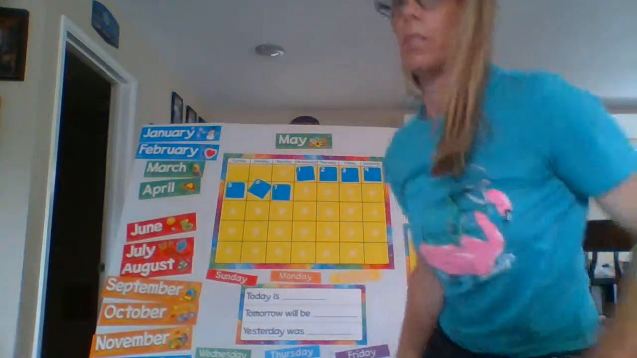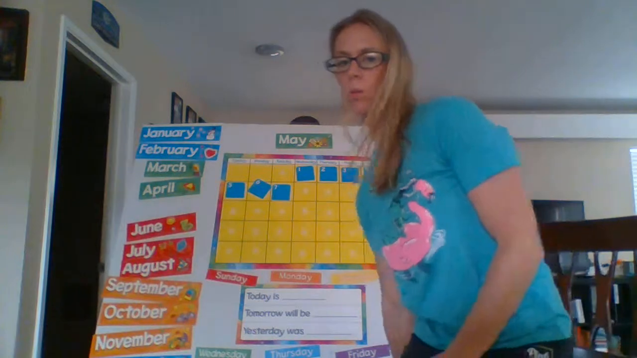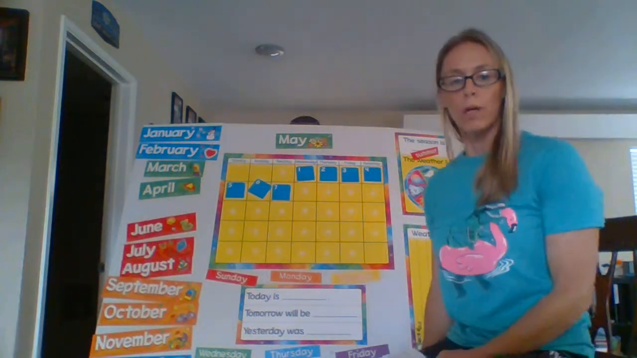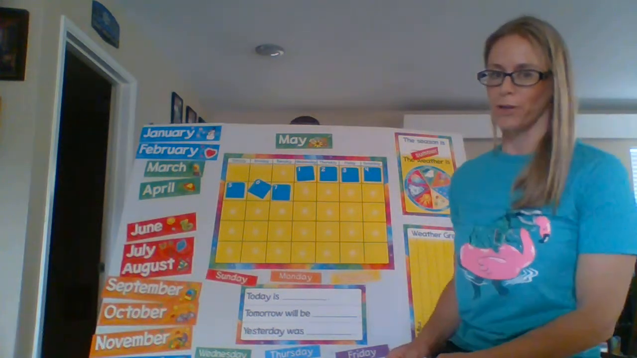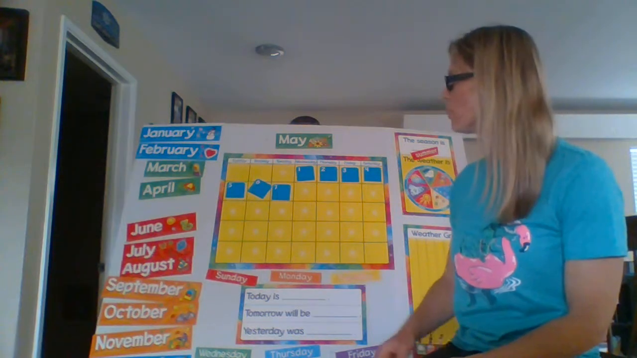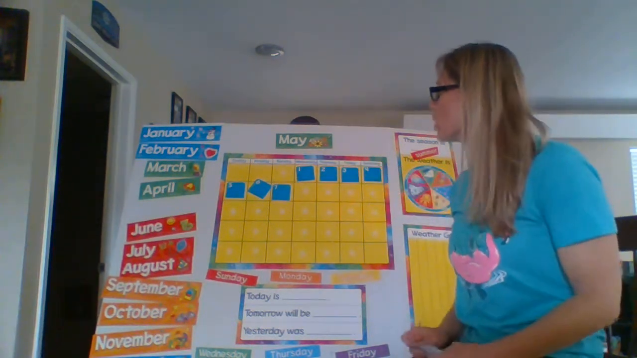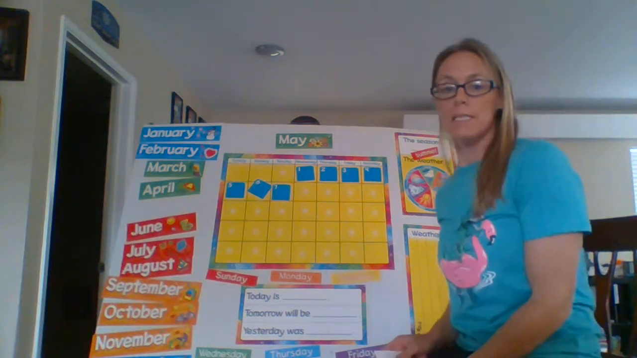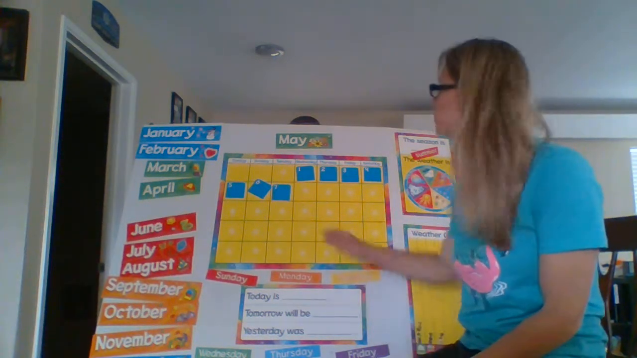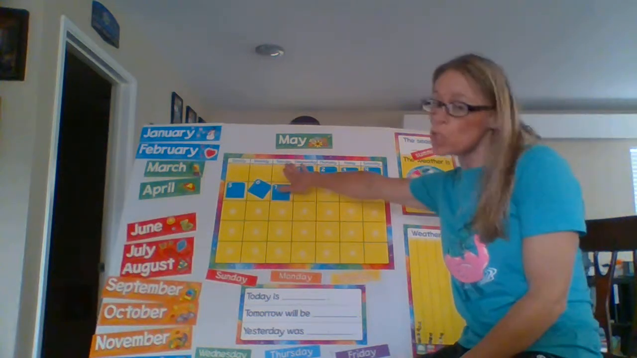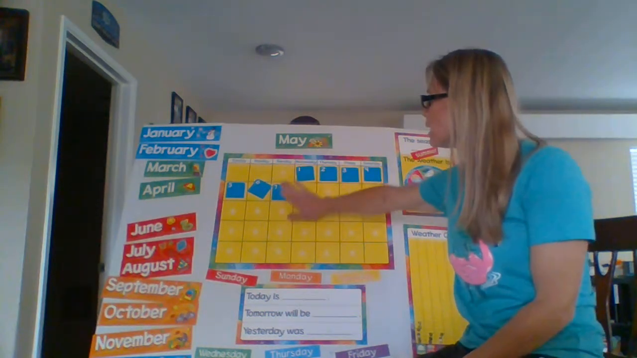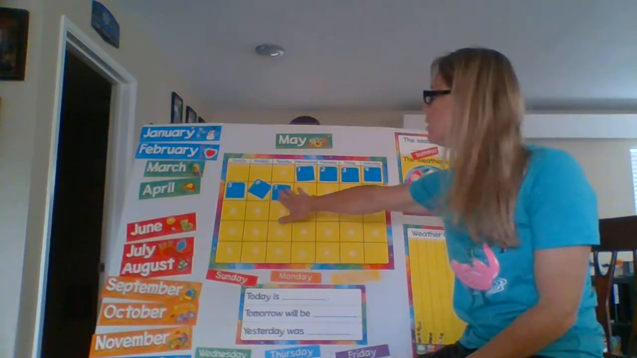So the first thing we would do is we would talk about the date. So, good morning, boys and girls. We're going to do the calendar this morning. The month that we are in this month is May. What is today's date? Let's look. Today is Tuesday, May 7th.